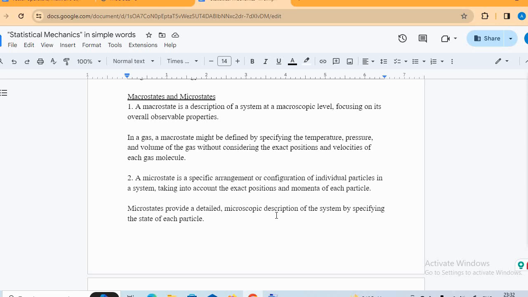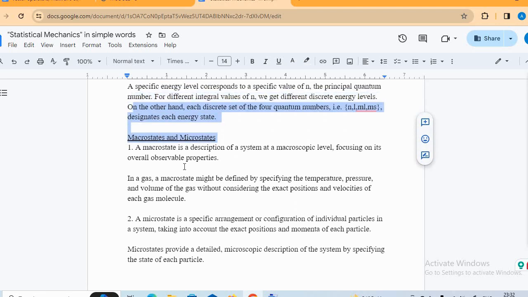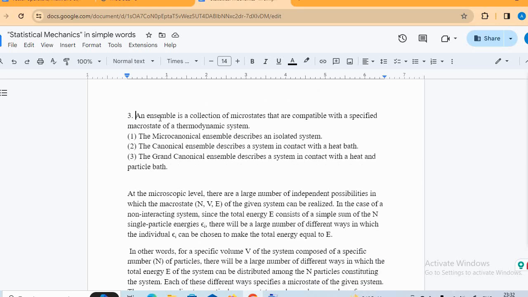If you compare a good conducting material and a bad conducting material, in a good conducting material there will be a large number of free electrons, and in a bad conducting material there are fewer free electrons. So one can say in a simple way that their macrostates and microstates are different in good conducting and bad conducting materials. This will be an important factor for explaining the overall properties of the system. So macrostates and microstates play a very, very important role for that. So obviously the ensemble plays an important role.